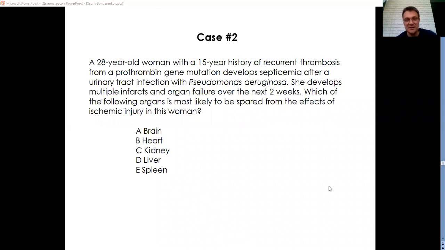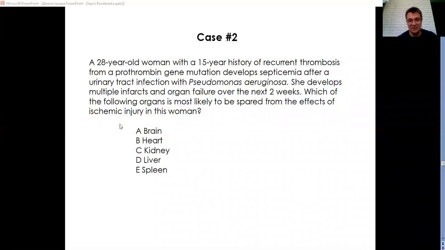Urosepsis leads to the spreading of infection through the vein. So septic thromboemboli, septic bacterial emboli, return to the heart, the right heart, then go to the lungs, then from there to the left ventricle, and from the left ventricle to other organs. So eventually almost all the systems, all the organs, could be injured in this case.